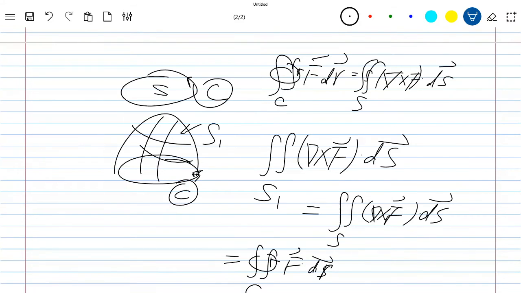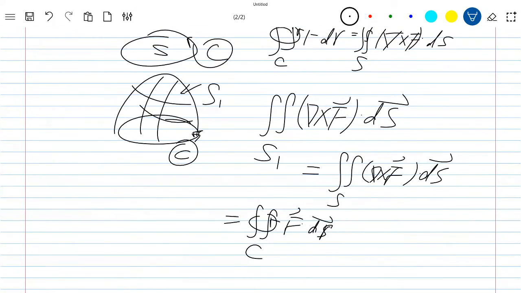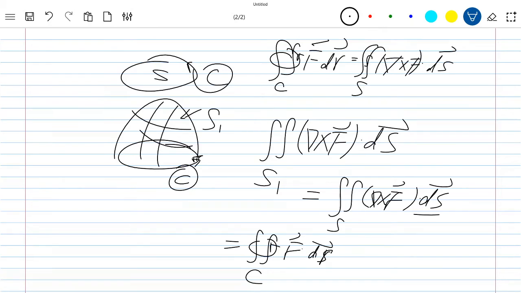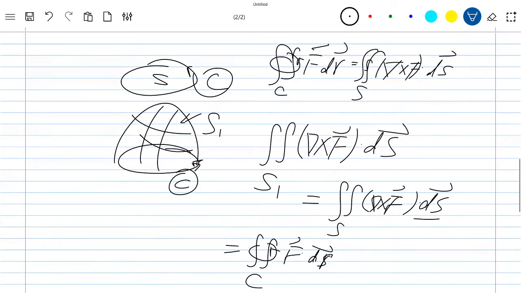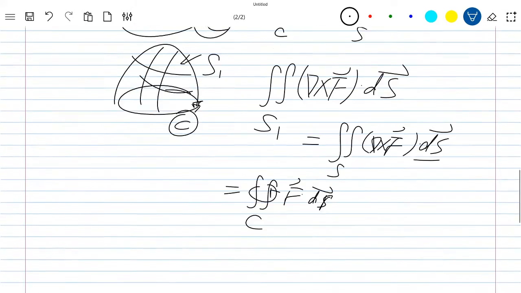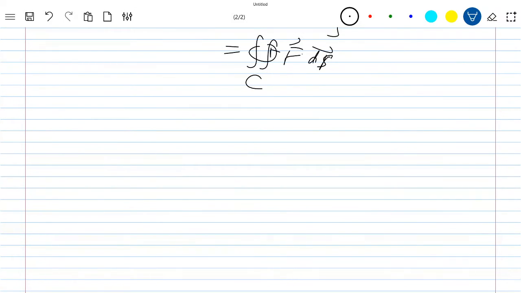So Stokes theorem tells us that the integration of the curl across the surface is independent of which surface, so long as they have the same boundary. That's quite amazing. Because this S1 could be much more complicated, but still we can say the integration is the same. All right, and that's it for the Stokes.